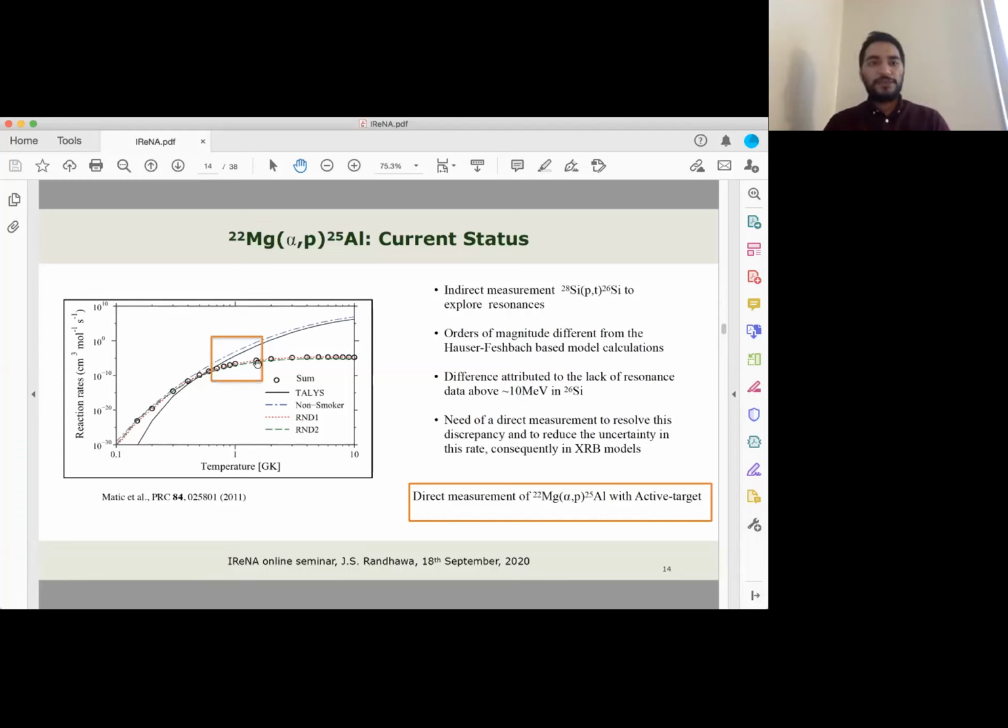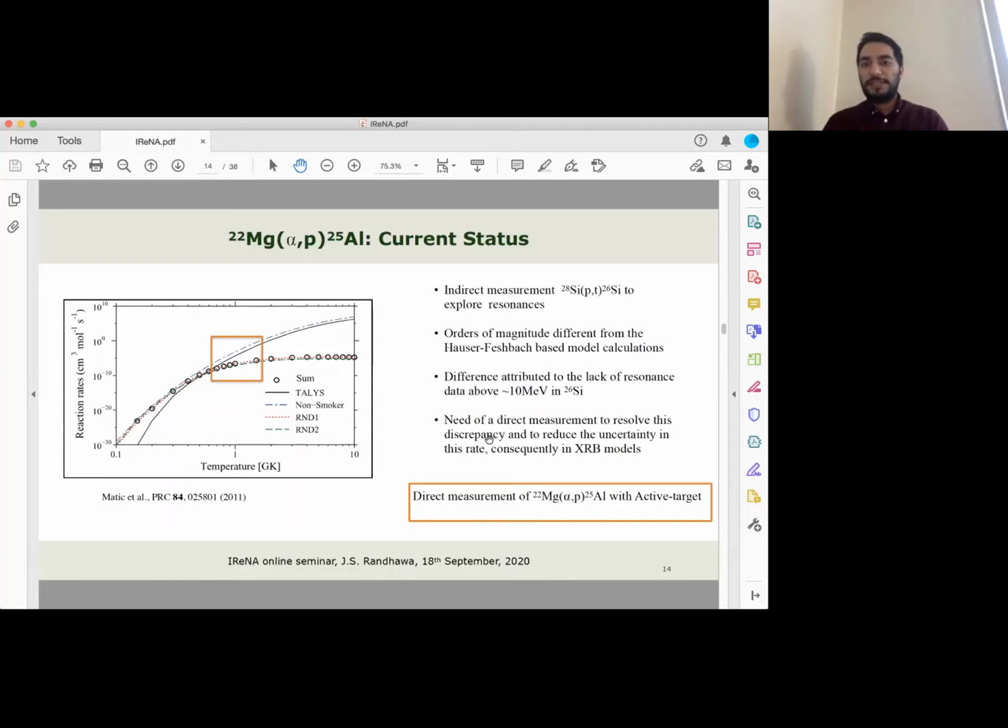But if you see here in this region, which is important for the X-ray burst light curves, if you see the scale here, it's huge, and it differs by orders of magnitude from the statistical model based Hauser-Feshbach calculations. Especially above 1 gigakelvin temperatures, it really diverges from the theoretical predictions, which was attributed to a lack of resonances above 10 MeV in 26Si.